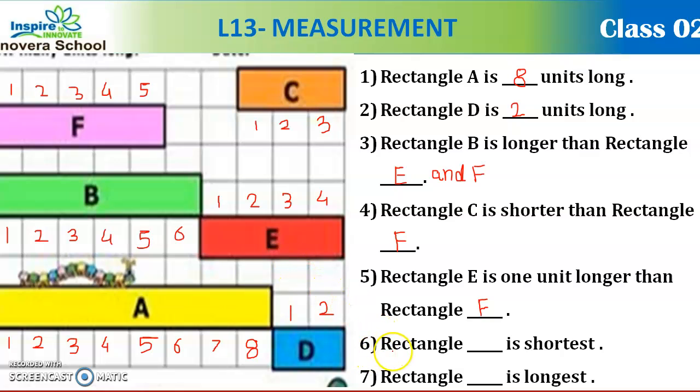Okay. Now the sixth one. Rectangle dash is shortest. Which one is the shortest one? Rectangle D, because only two blocks are covered by rectangle D. So we can write answer D over here. Now the seventh one. Rectangle dash is longest. The biggest one is A. It is in yellow color. So we can write A over here. That's it.